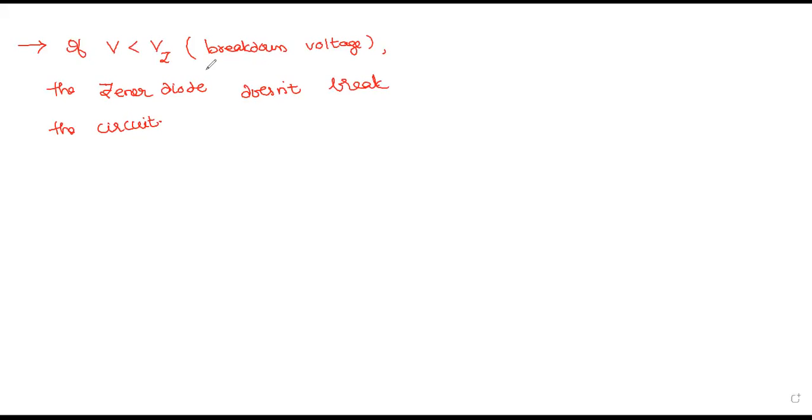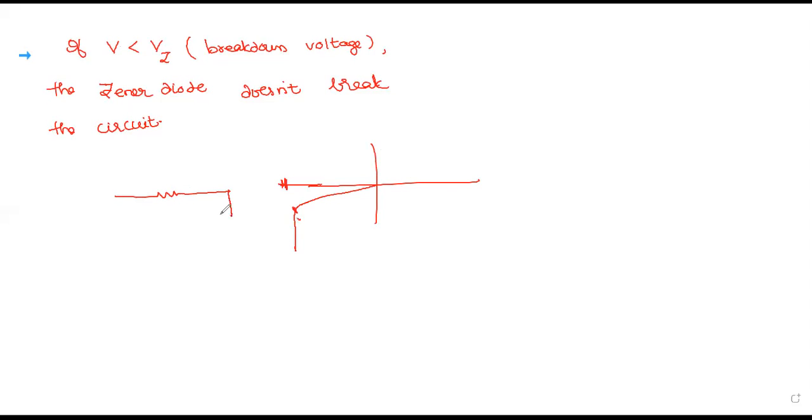Sir, one doubt. Suppose we fix the circuit in the motherboard: the resistor, the Zener diode, and our external appliance. When the company supplies 230 volts, the resistor will always be there in the circuit, so it will split some current. So we will get less than 230 volts across the Zener diode. The problem is it is not working at breakdown voltage. When V is less than VZ, the Zener diode is not working at breakdown voltage.